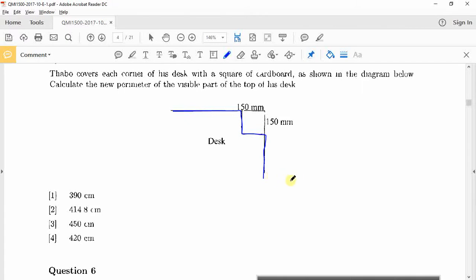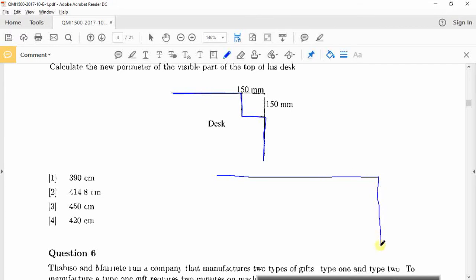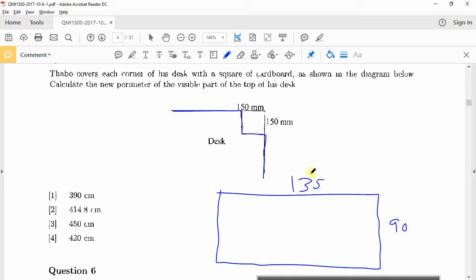Okay, so we know that the whole desk is 90 by 135. Do you agree? So you work with question 4. Yeah, it's a follow-on. Okay, and then we know that there's little blocks here, like that.